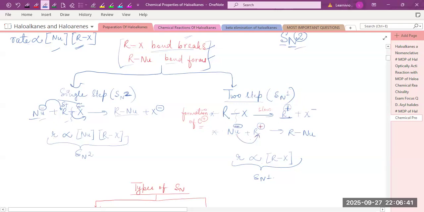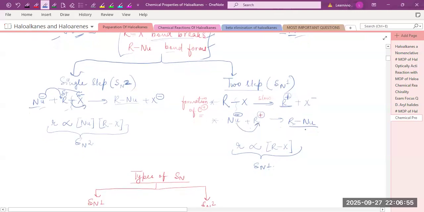Now see, if carbocation is formed, okay, so what happens in the second step, the nucleophile will come and attack this carbocation and it will form the new bond, which is RNu. So this is the two-step mechanism. First step में क्या होगा? The formation of carbocation, and the second step includes the attack of nucleophile. So this type of reaction or mechanism is known as unimolecular nucleophilic substitution reaction, and it occurs in two steps.